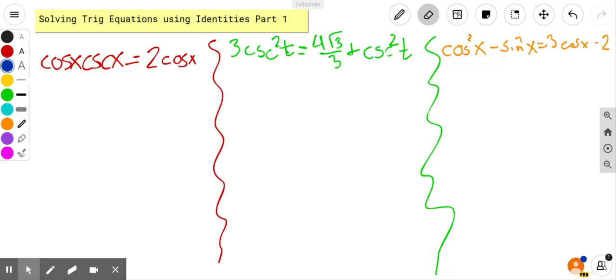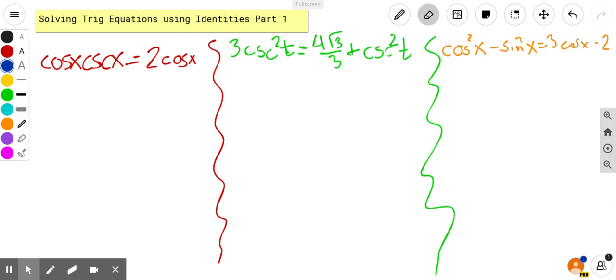So in this first example, we see that we have cosine of x multiplying a cosecant of x equaling 2 cosine of x. I see that I have cosine of x on both sides, so I am tempted to divide cosine of x on both sides. However, I will not do that because I would then forget about finding some solutions that are based off of cosine. So whenever I see like terms on opposite sides of an equation, I'm going to group them on the same side.